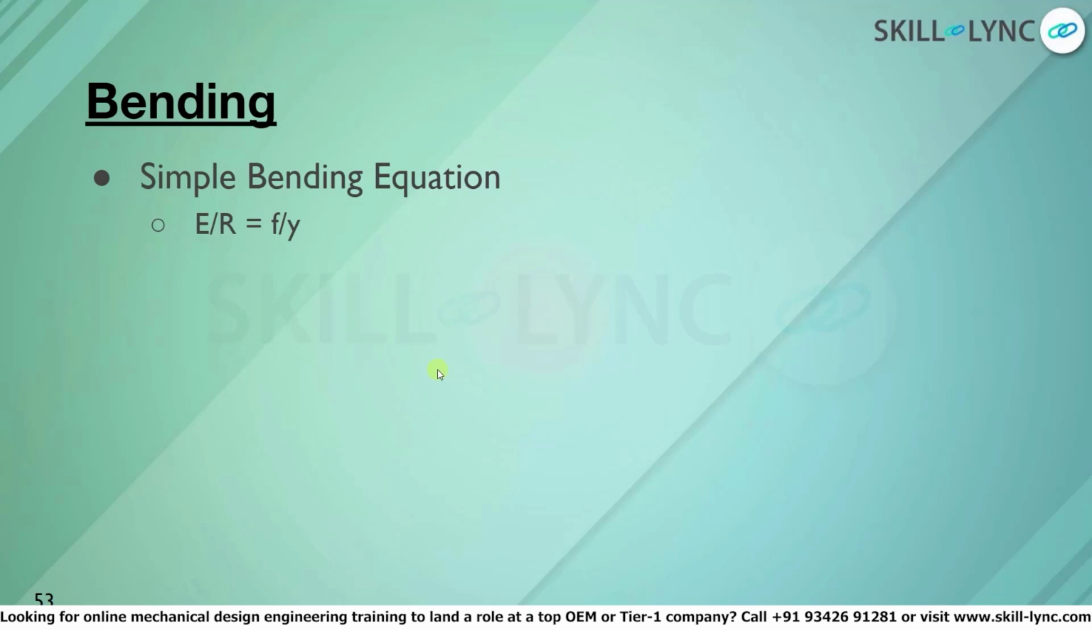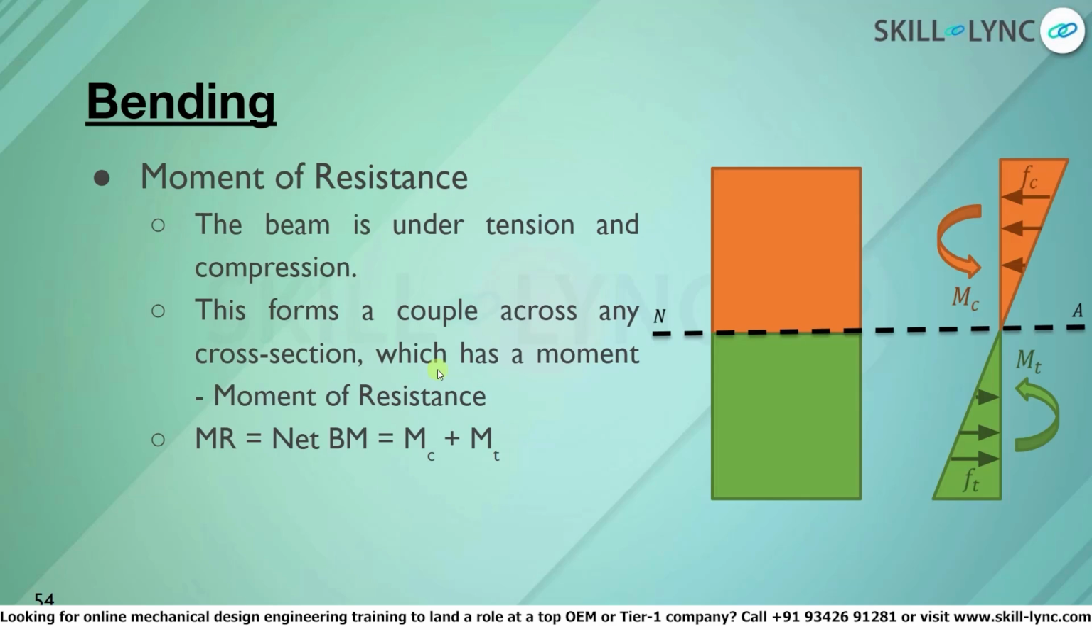Let us now see what moment of resistance is. Moment of resistance is when this beam is placed under a load. When this beam is placed under a load, it is under both tension and compression. This forms a couple across any cross section which has a moment.